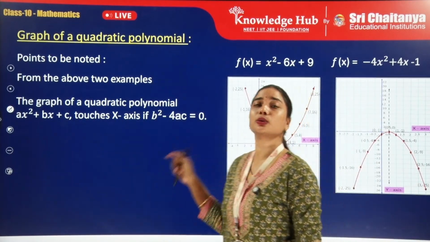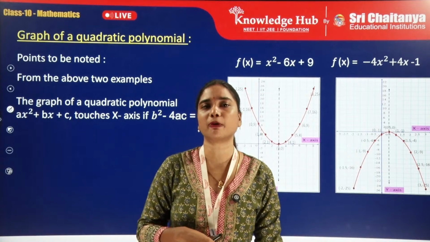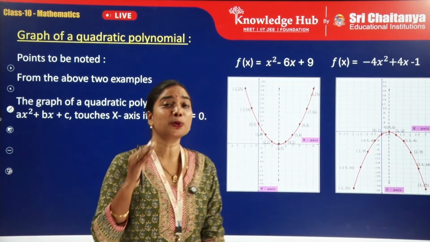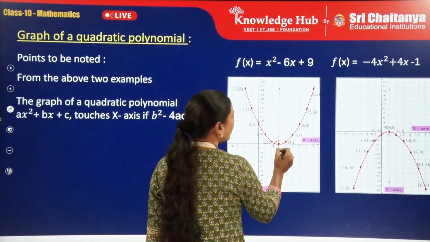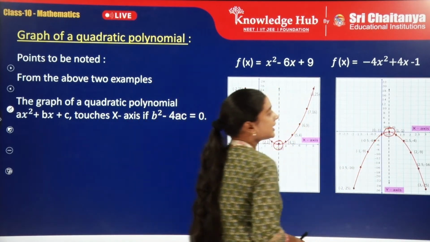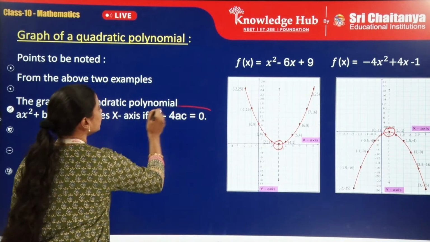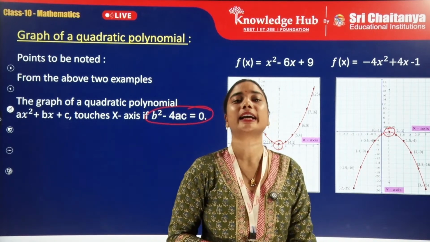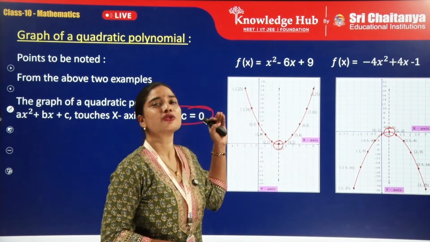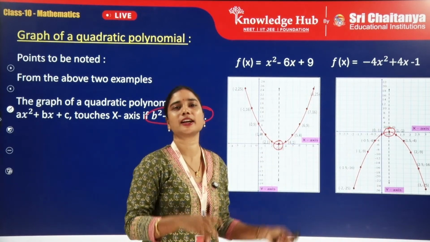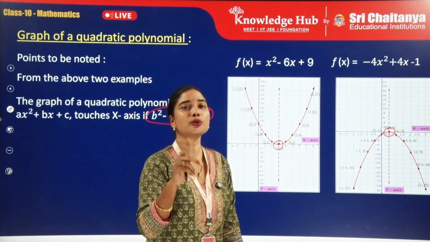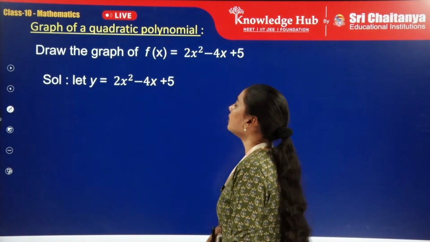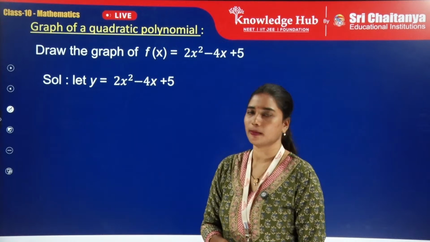So these are the two graphs, one opened in the upward direction and one opened in the downward direction, and both graphs touch the x-axis at only one point. Why? Because b square minus 4ac is equal to 0. Then the nature of the graph is just touching the x-axis at one point and the roots are the same. Got it? So now go for one more example of a quadratic polynomial.